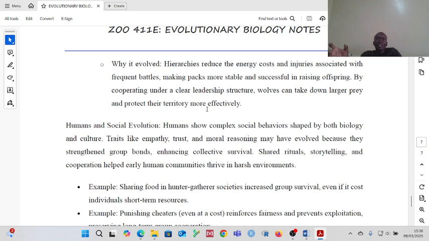So the energy they have, they use it on other things. So that increases their ability to end up raising offsprings. So by cooperating under a clear leadership structure, wolves can end up taking down larger prey and also protecting their territory more effectively. They are not fighting amongst themselves.